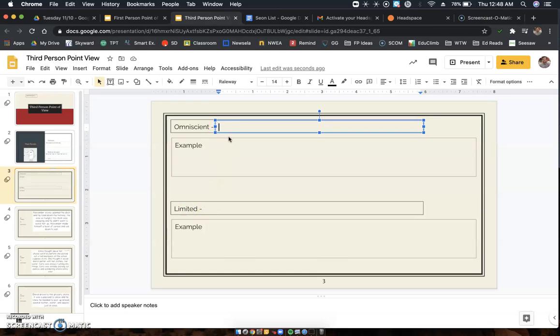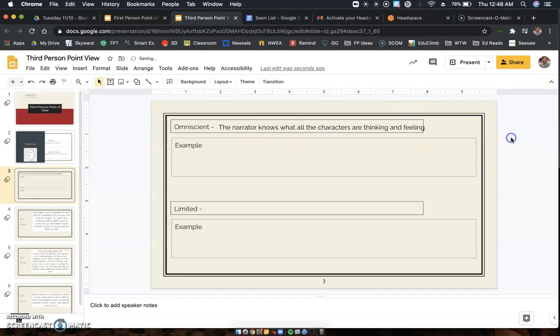Here's the definition of third person omniscient. Okay, that's how you say that word, omniscient. So the narrator knows what all the characters are thinking and feeling. All right, I'm going to make this a little wider there. Okay, so the narrator knows what all of the characters are thinking and feeling. All right, so the narrator is not in the story, and they're able to see inside of all of the characters' heads. They can see what they're thinking and what they're feeling. Okay?